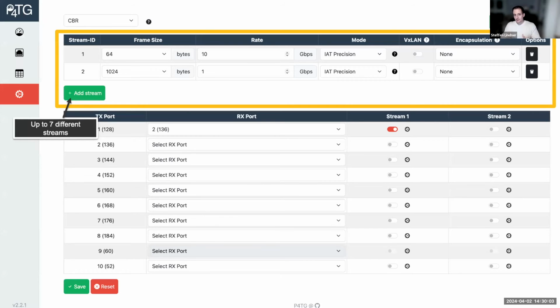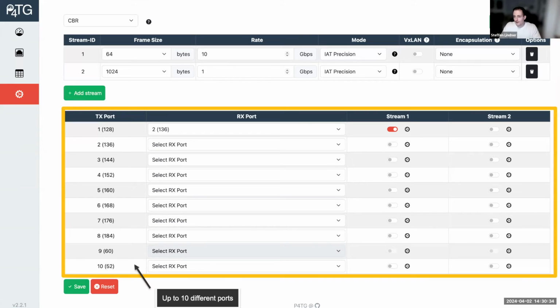So we start P4TG and first configure the streams that we want to generate. And we can define up to 7 different streams here with a given frame size and a target rate. For example, we want 64 byte frames with 10 gigabit per second. We want precise inter-arrival times, so the burst size is always 1. We don't want a VXLAN tunnel and no additional encapsulation. And then another stream with 1024 bytes, 1 gig, and so on.